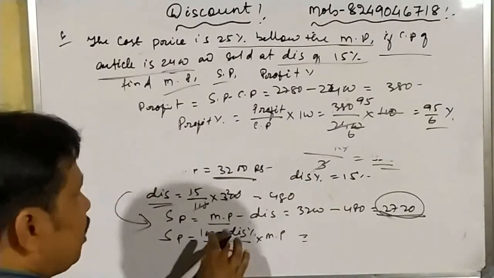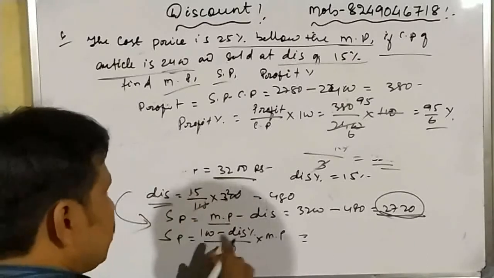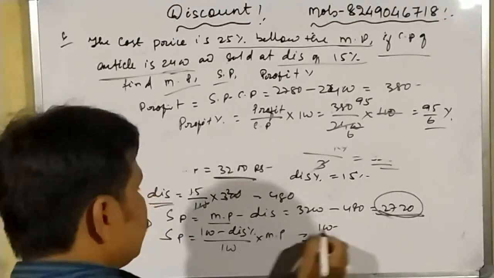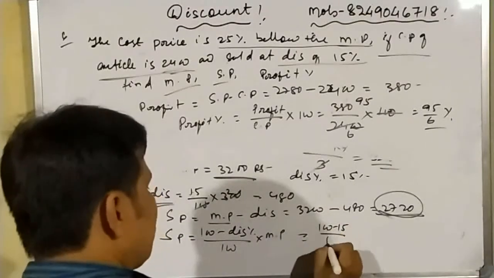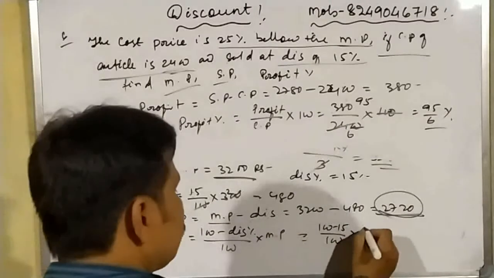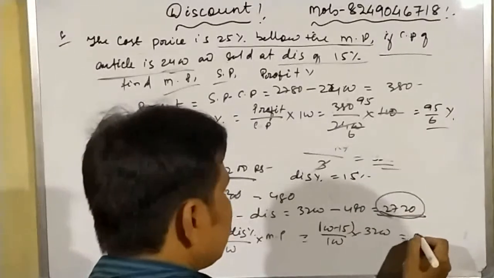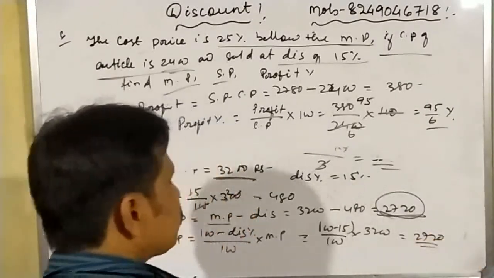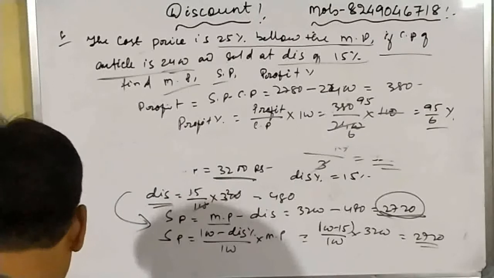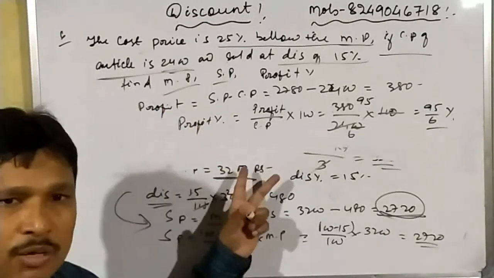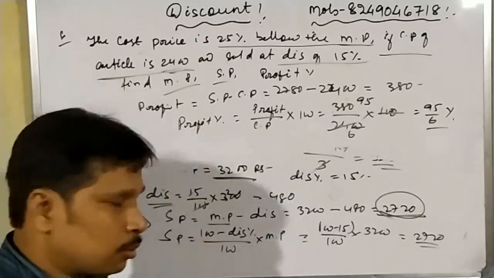Here we have taken the discount percentage. 100 minus discount percentage, equal to 15, divided by 100 into mark price, equal to 3200. By calculating these things, you will get 2720. Okay, student, so this is the direct formula. You can use the normal formula and you can also use the direct formula.